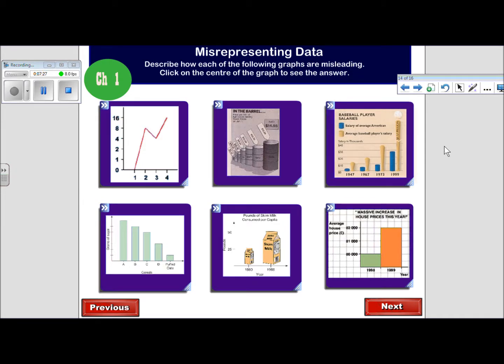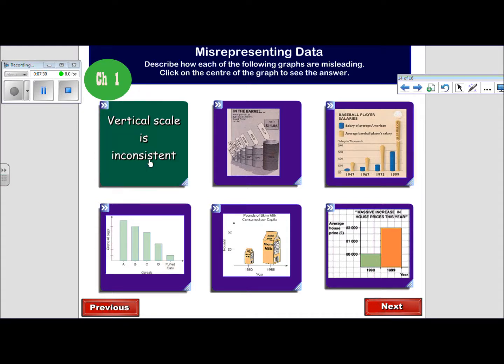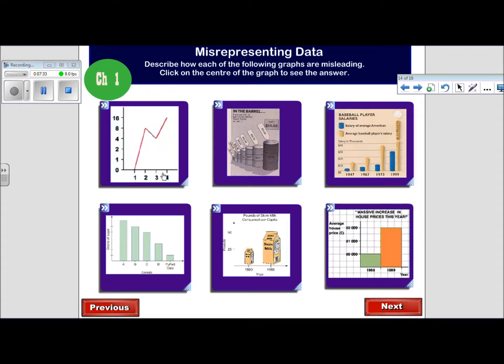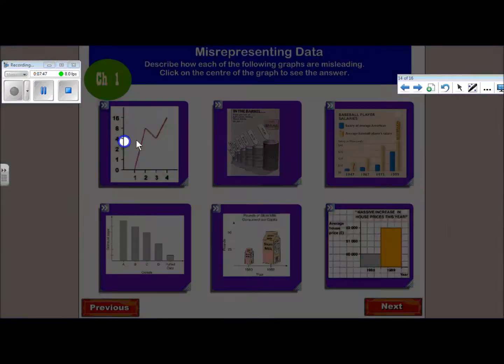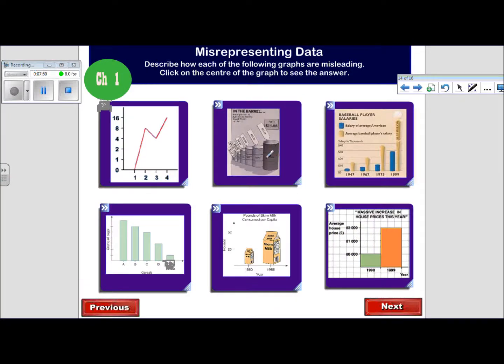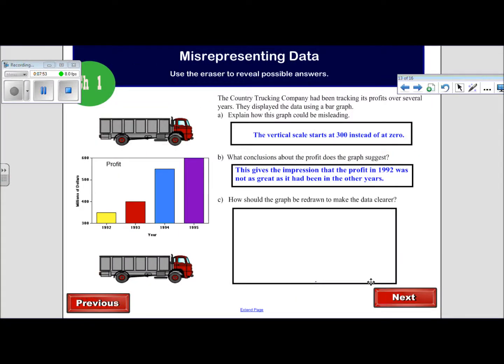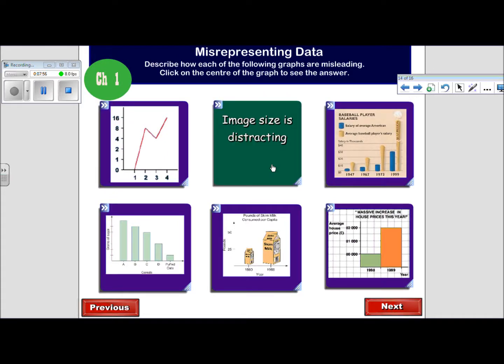Describe how each of the following graphs are misleading. This graph is inconsistent. When we look at this, there are big breaks in between. This one goes from 8 to, there are 8 spots here, and 4 spots here where there's only 1 from everywhere else. So that's a big difference there. This barrel one is very tough to see, and the image sizes are very distracting. When you see this at the front, it is very similar to this one, but it is a very tough graph to see.